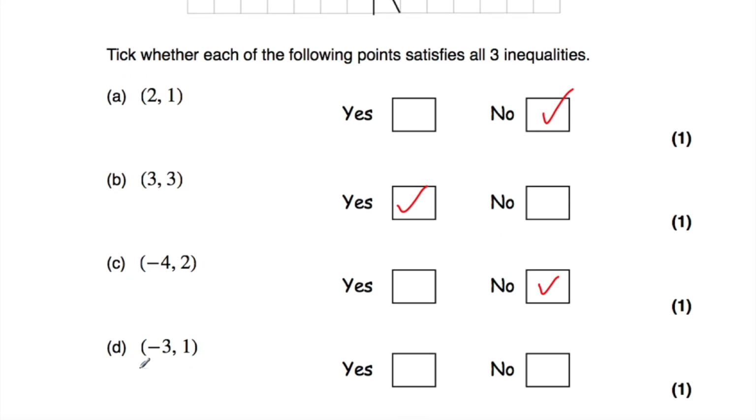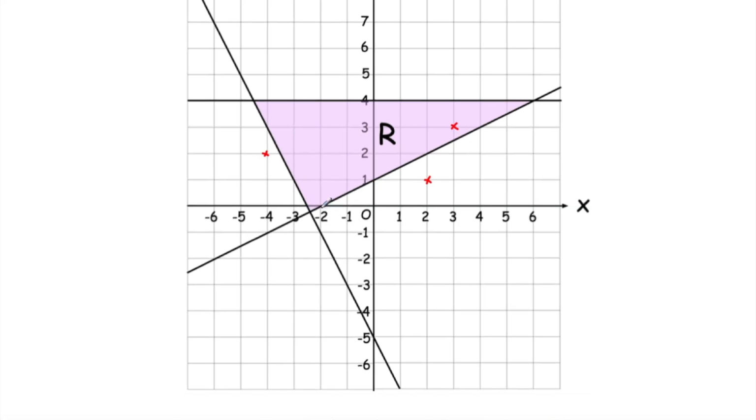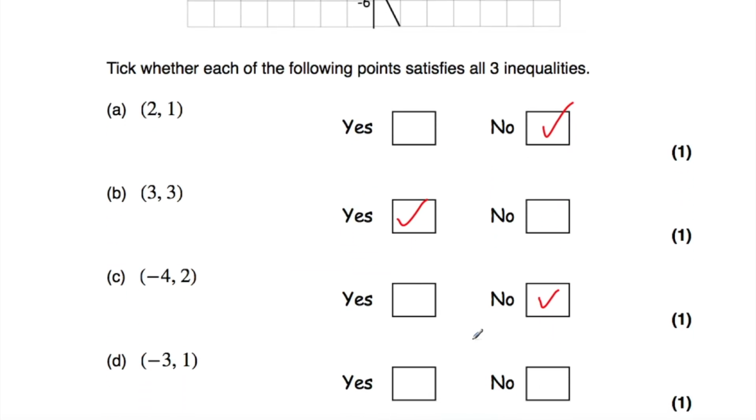Okay, the next one, negative 3, 1. So negative 3, 1 there. And it's on the line, so let's just double check here. We've got this line. All the inequalities have got the equal to part. So yes, this one here would satisfy all three inequalities, because it's got the less than or equal to, greater than or equal to. If it's on the line, it would work. So that one would work, yes.